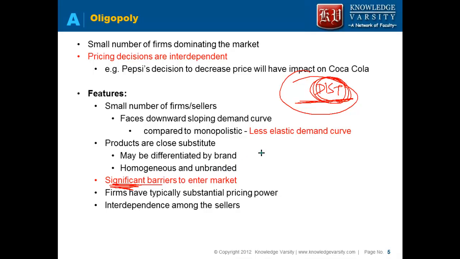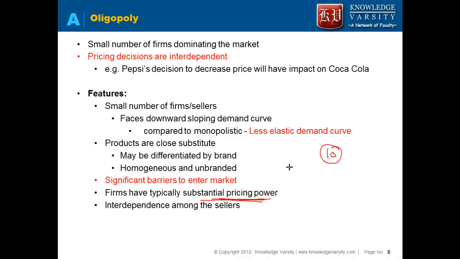Because the barrier to entry is significant, they know that players cannot come in just like this. As a result, they have substantial pricing power. They can price it much more than their cost. Think about it, Coca-Cola is selling for 10 rupees. What would be the cost of producing that? Maybe around 2 rupees. It is a sugared water. So they have substantial pricing power, and they are able to sell at a very high price to the customer.